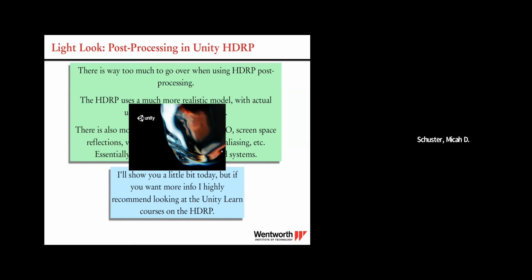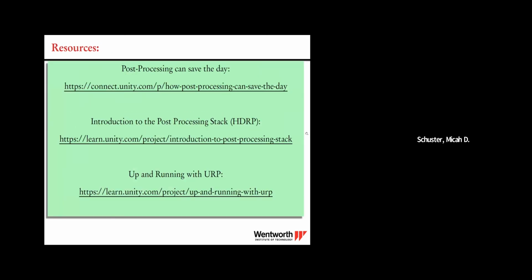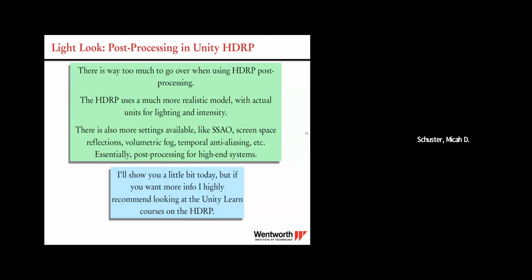You still use volumes, you still use overrides, you do all the normal stuff that you do in URP. It's just there are more options. So more settings like screen space ambient occlusion, screen space reflections, volumetric fog, different types of anti-aliasing. It's essentially the post-processing for more high-end systems. So we're talking consoles, we're talking desktop computers with a dedicated graphics card, that sort of stuff. Something that's a little bit more high end, where you don't have to worry as much about performance.